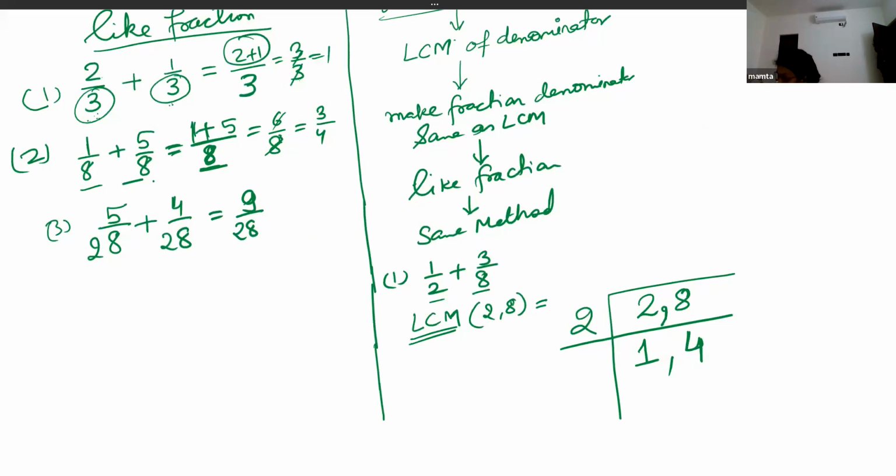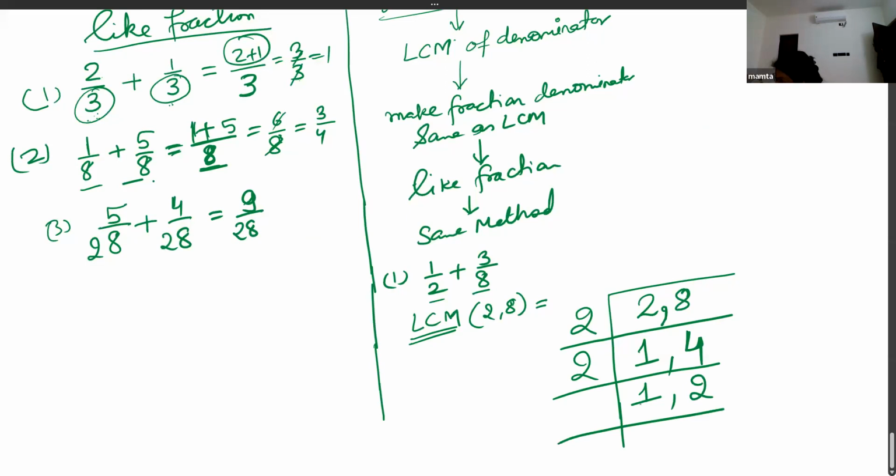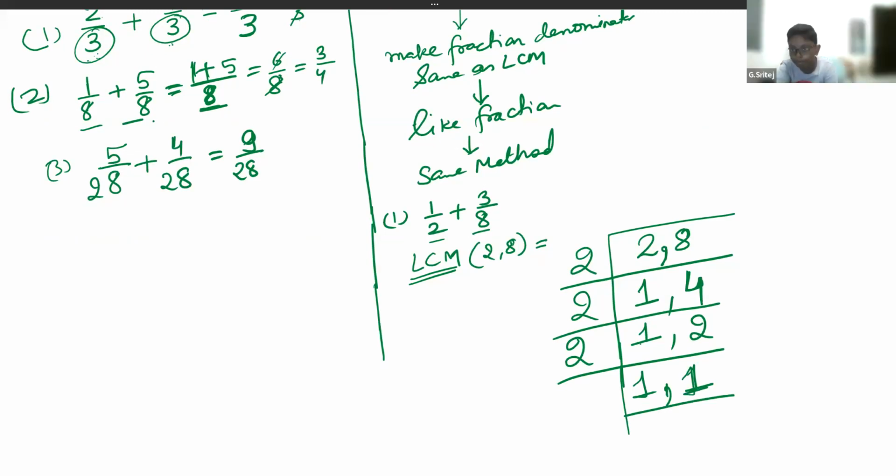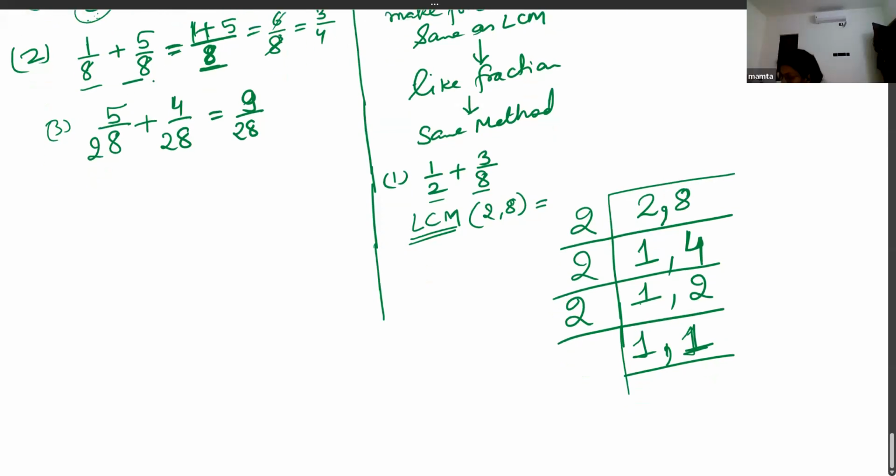Now, 4 can be divided with again 2. So, this 1 will remain as it is. And 2 twos are 4, 2 will come. Okay, now 1 and 2 can be divided with 2, again 2. So, you have to keep on doing it until you get 1, 1 at last. Until we get prime number, or until we get 1, 1 at last.